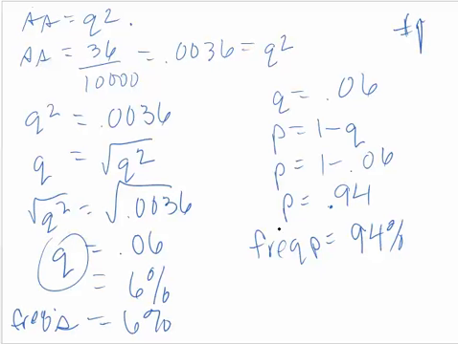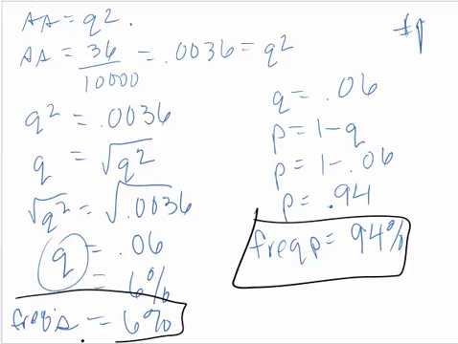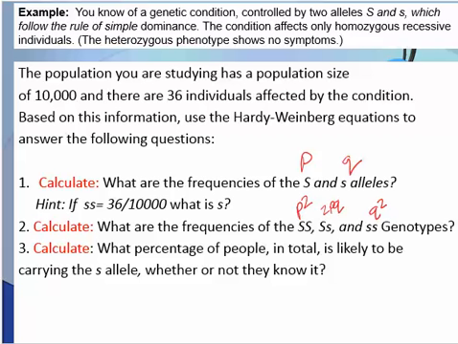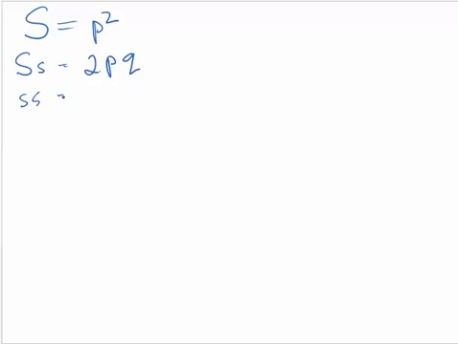So here are our 2 answers. Then on question 2, it asks what the frequencies are of big S big S, big S little s, and little s little s. Now we have to use our other equation, P squared, 2PQ, and Q squared. Big S big S is the same as P squared, big S little s is the same as 2PQ, and little s little s is the same as Q squared. We had already figured out Q squared earlier, didn't we?